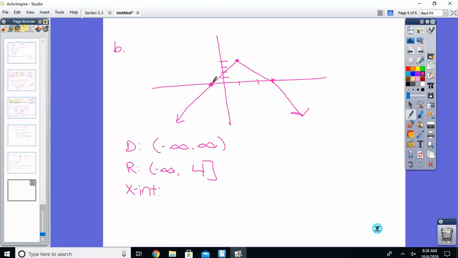X-intercepts. We hit the x-axis right here, which is -1, and right here, which is 3. Or if you did ordered pairs, you would do (-1, 0) and (3, 0). Y-intercept, assuming my graph is drawn correctly, it is. Where do we hit the y-axis? At 2. Or that would be the point (0, 2), if you did the ordered pair. Are those okay?